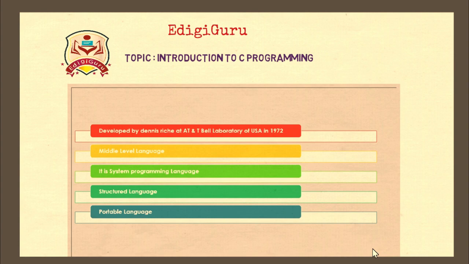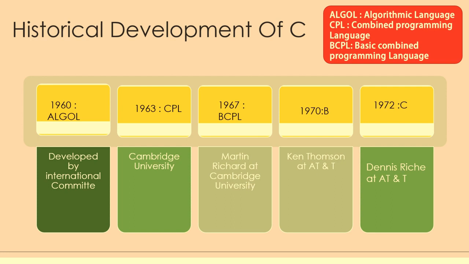The C language was developed by a scientist named Dennis Ritchie at AT&T Bell Laboratory of USA in 1972. It shows the pictorial view of the historical development of C language.